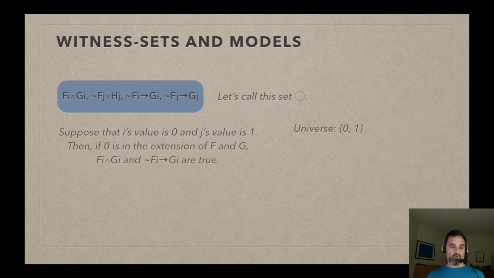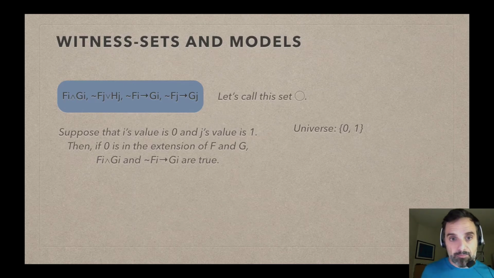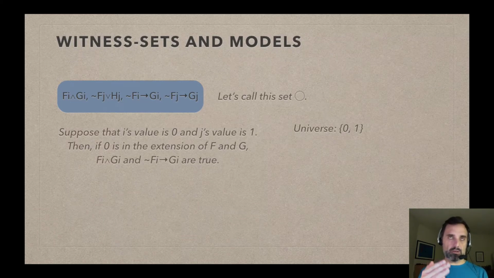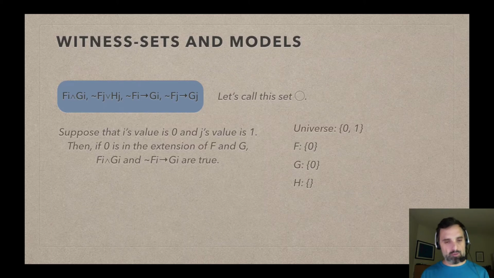Now, if 0 is in the extension of F and G, that means that Fi and Gi is true, because i's value 0 makes both conjuncts of Fi and Gi true. And if 0 is in the extension of G, then Gi is true, because i's value is in the extension of G. So we want to have 0 in the extension of F, and we want to have 0 in the extension of G. Right now, we don't need to worry about the extension of H. We know that if 0 is in the extension of F and G, and we're letting i refer to 0, then the first sentence of circle and the third sentence of circle are true.